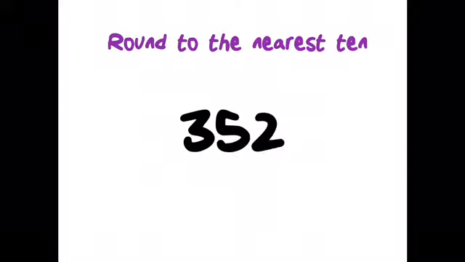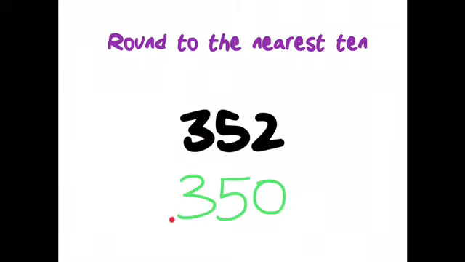Here it is slightly different. The number we now have is 352. If we're rounding to the nearest 10, we need to look at the units column. Here we have a 2. So this is 1, 2, 3, 4, round it down. The answer is 350.